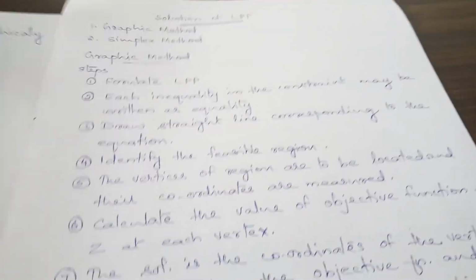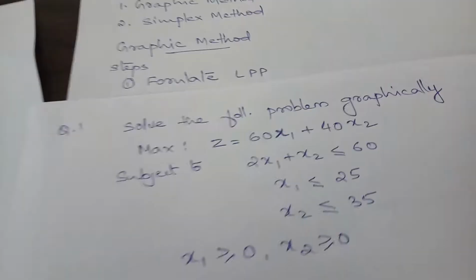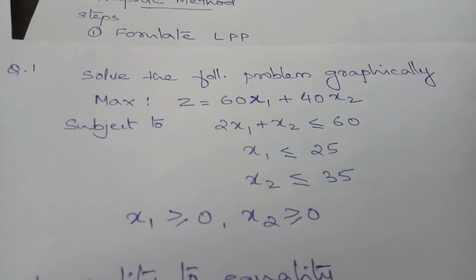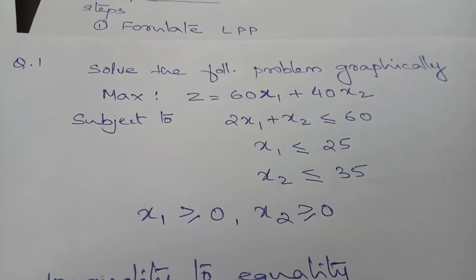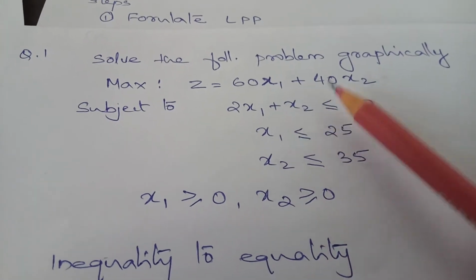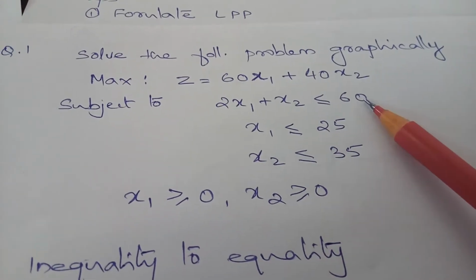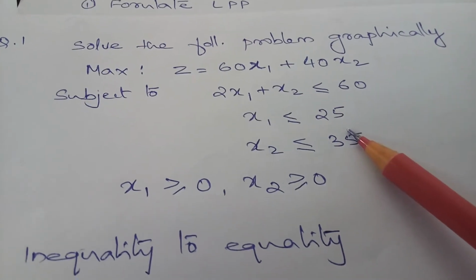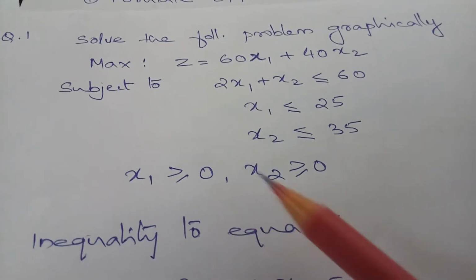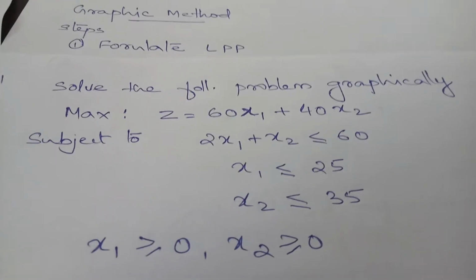Now let me explain the method with the help of an example. Solve the following problem graphically. Here you have the LPP: maximize Z equal to 60x1 plus 40x2 subject to constraints 2x1 plus x2 less than or equal to 60, x1 less than or equal to 25, x2 less than or equal to 35, x1 greater than or equal to 0 and x2 greater than or equal to 0. So this is the question.